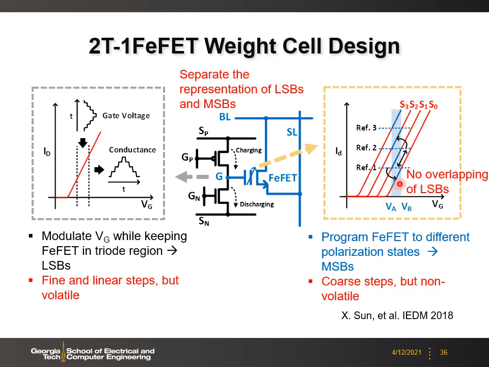Once in a while, if the gate voltage keeps charging beyond the VB point, it will generate a weight transfer step to change the state from S0 to S1. This effectively represents programming the MSB of the weight. So the MSB step is coarse, but is non-volatile. After the training is done, only the MSB states remain. Therefore, we can use that for the following inference.